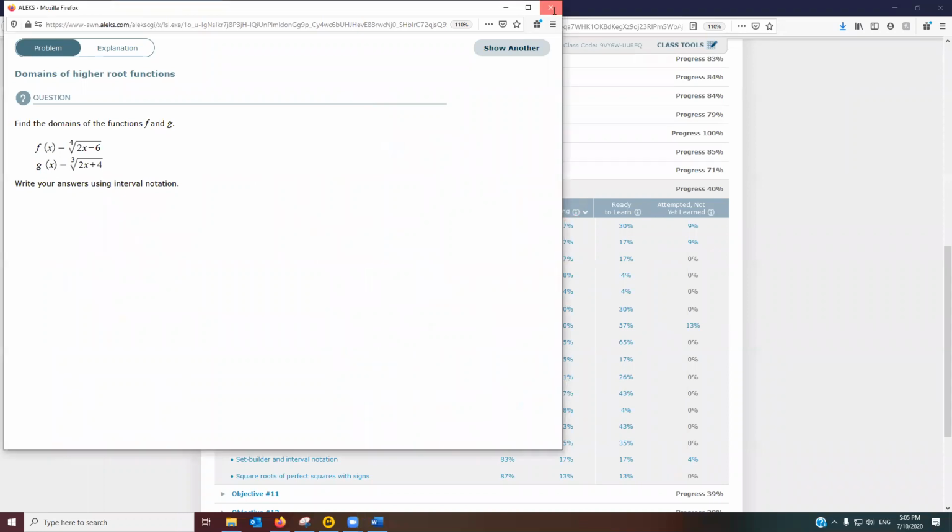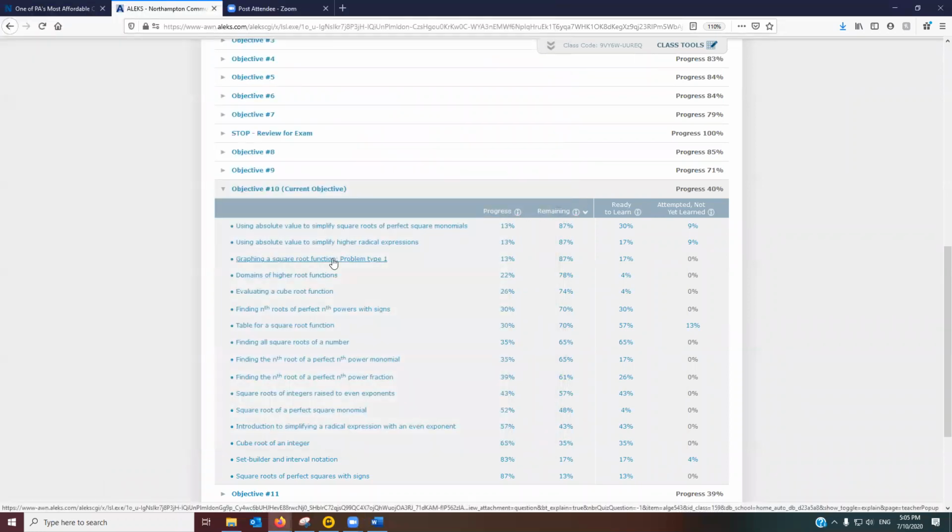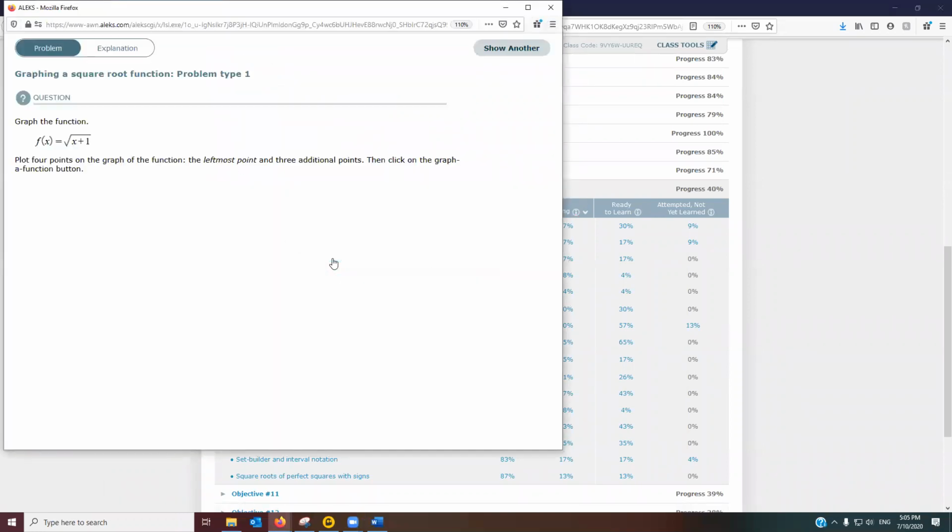All right, let's do a few more. How about graphing a square root function? All right, so on this one, they want me to graph this function. It says plot 4 points, the leftmost point, and then 3 additional points. Then you're going to graph this.